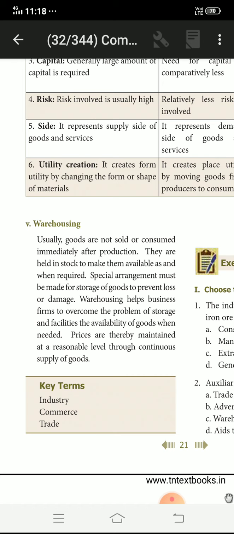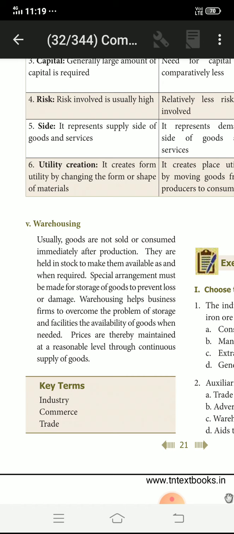Warehousing also provides different categories of storage facilities. Suppose perishable goods, for example, flowers, fruits, vegetables, have to be stored in air conditioned warehousing facilities, so that they are provided to the consumers in good quality, without any loss of quality, so that they are satisfied to the fullest extent.